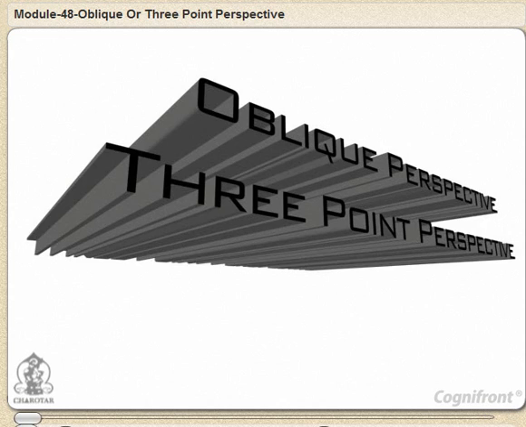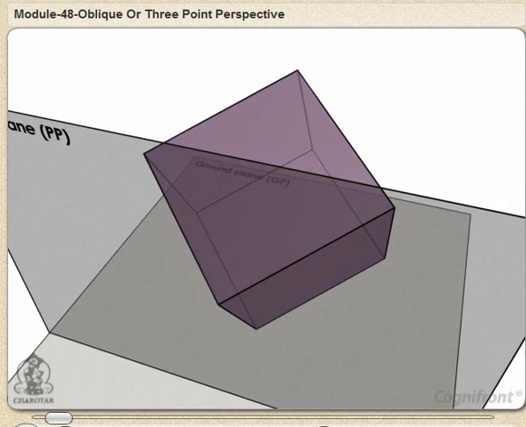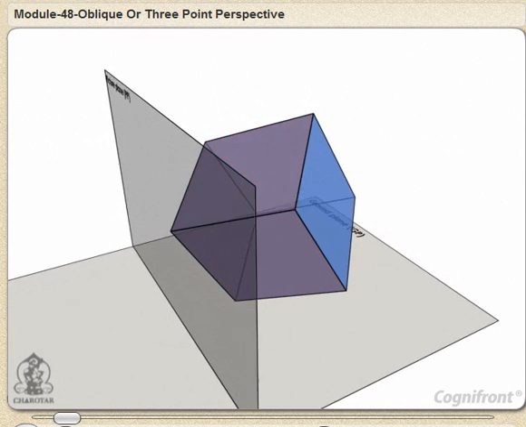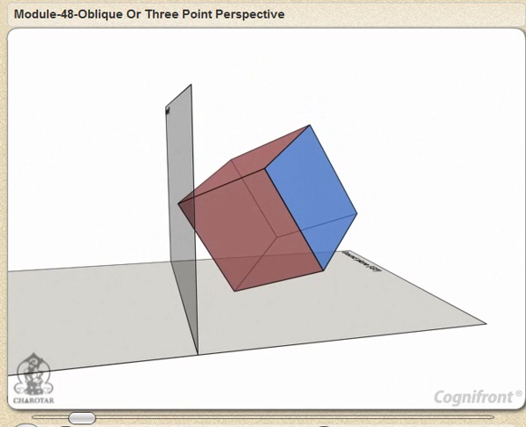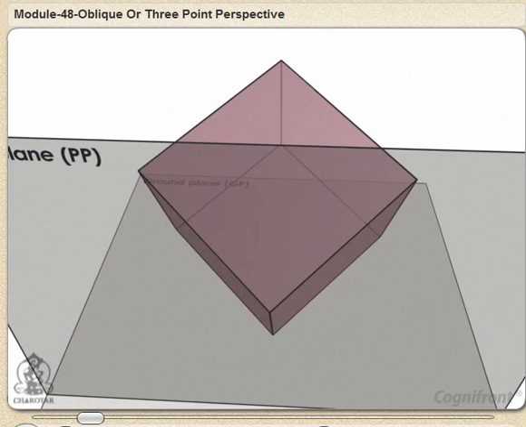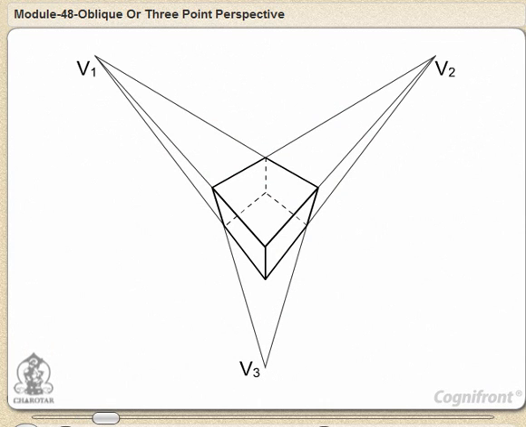Oblique perspective or three-point perspective. When an object has its three faces inclined to the picture plane, its perspective is called oblique perspective and is also called three-point perspective, as the edges of the object converge to three vanishing points as shown in the figure.